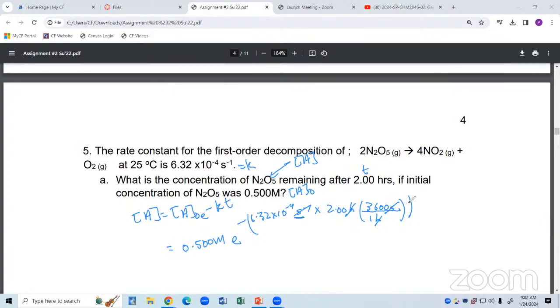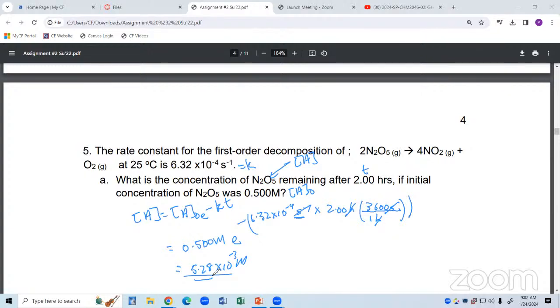And then I put shift, e to the x, and then I multiply by 0.5. So according to my calculations, and again, I'm willing to stand corrected, but this is what I got: 5.28 times 10 to the minus 3 M. All right, so that's what I got. Any questions about this? Questions?